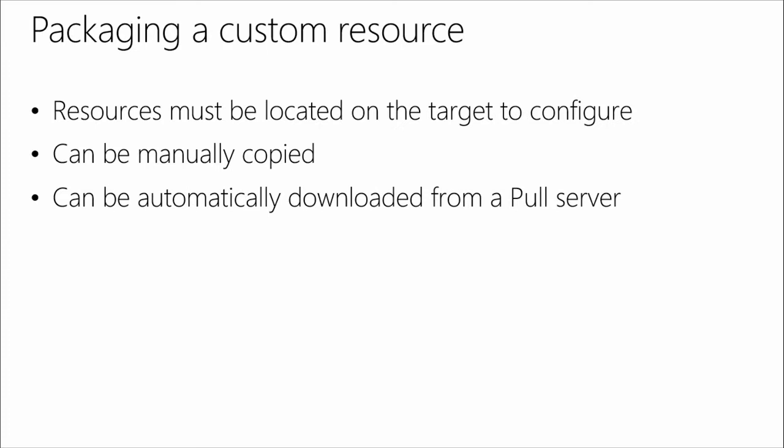So, packaging a custom resource. Resources must be located on the target in order to use them for a configuration. We talked about this yesterday. We've got resources that we've just created, and that's fine for my machine. But when I write a configuration that gets sent out and needs that resource, it has to be on that target machine. Now, yes, you can manually deploy these, but we've got a better way.